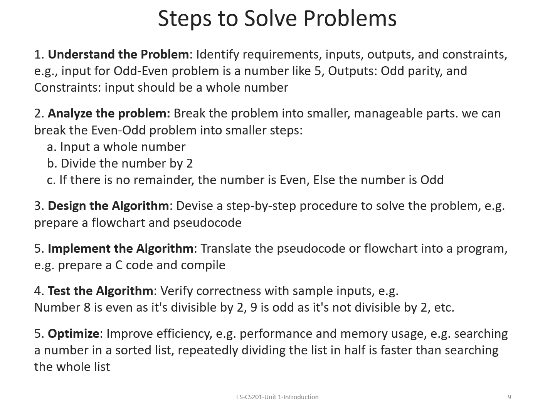For example, we can break the even-odd problem into smaller steps. A. Input a whole number. B. Divide the number by 2. C. If there is no remainder, the number parity is even. Else the number parity is odd.